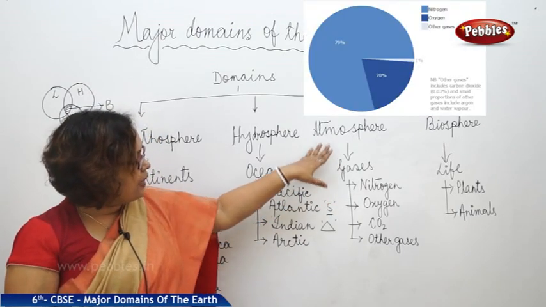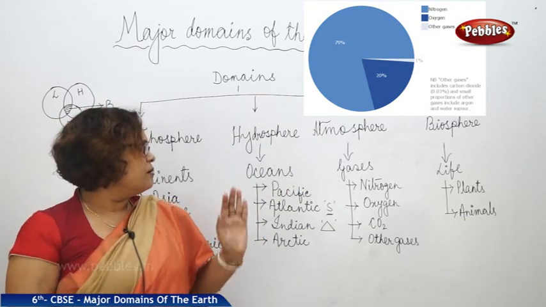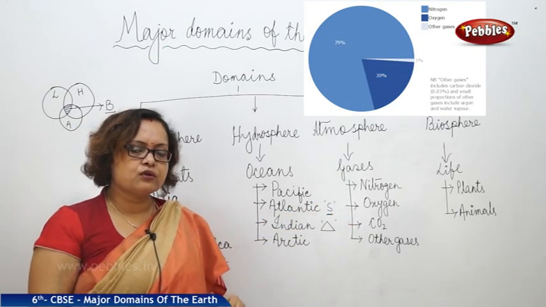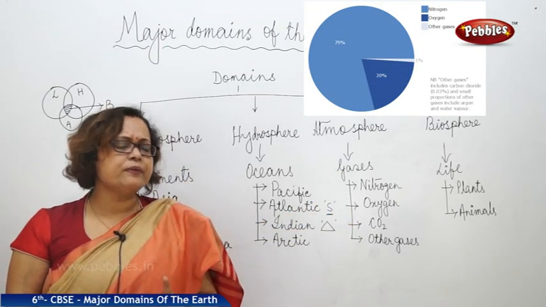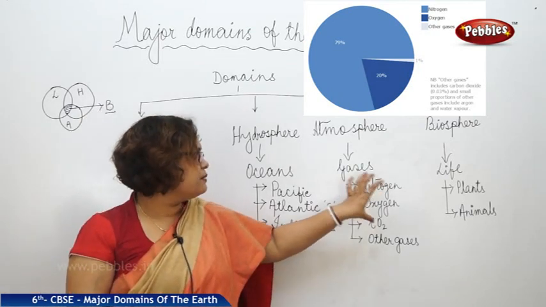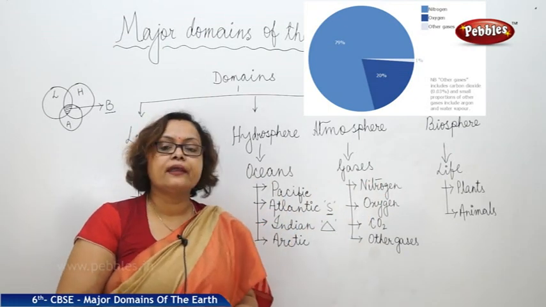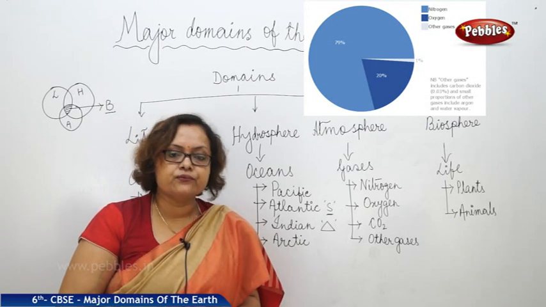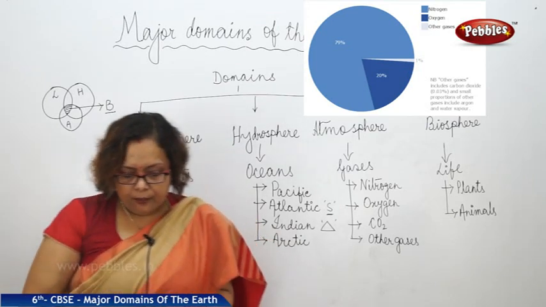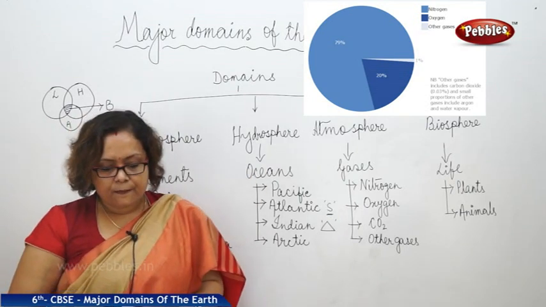We can see the atmosphere is almost 99% made by nitrogen, oxygen, and carbon dioxide, and at least 1% is made up by other gases. So this is the major portion of our atmosphere that actually gives us life to breathe and life to live on. We are coming to the next, that is biosphere.